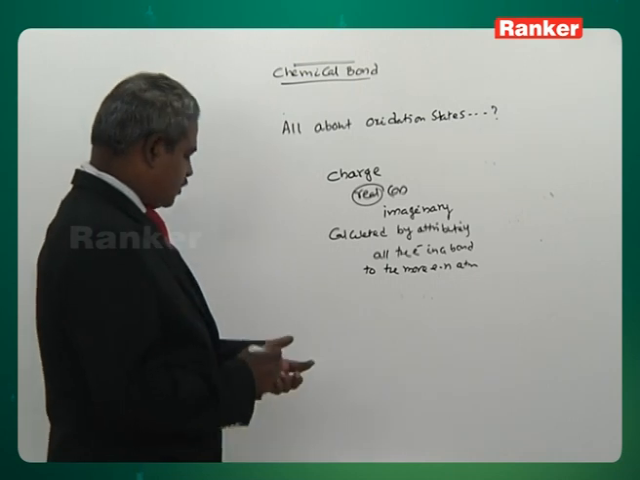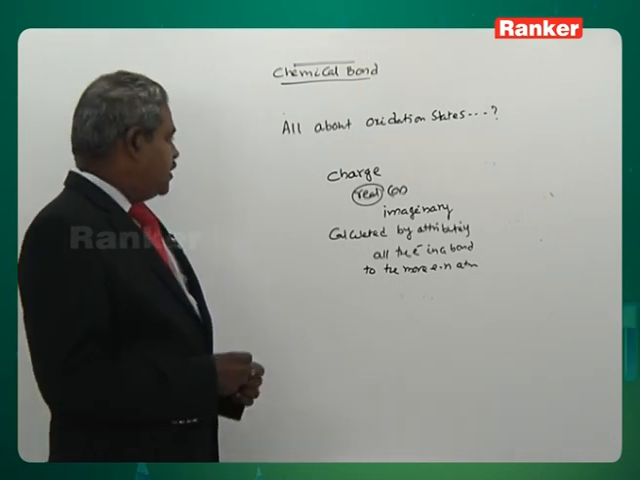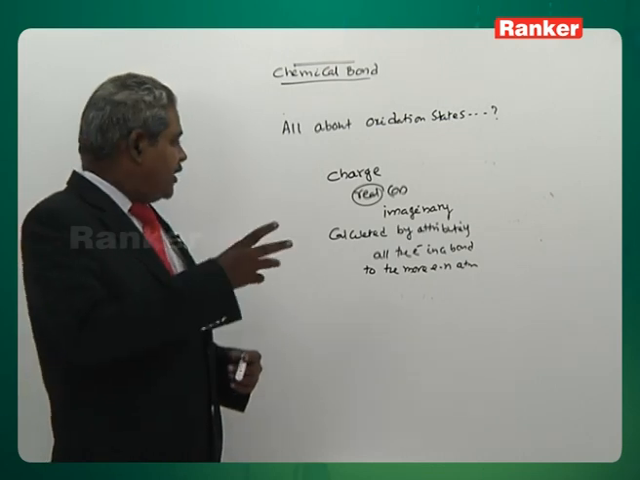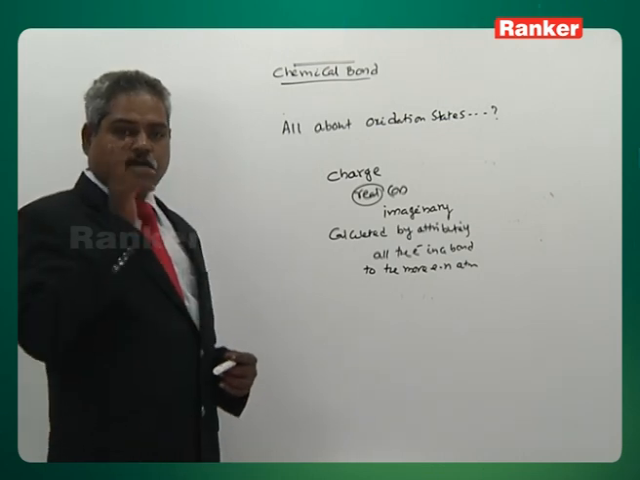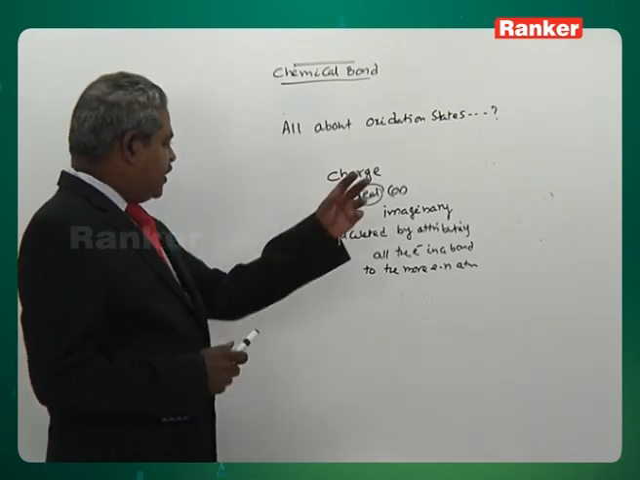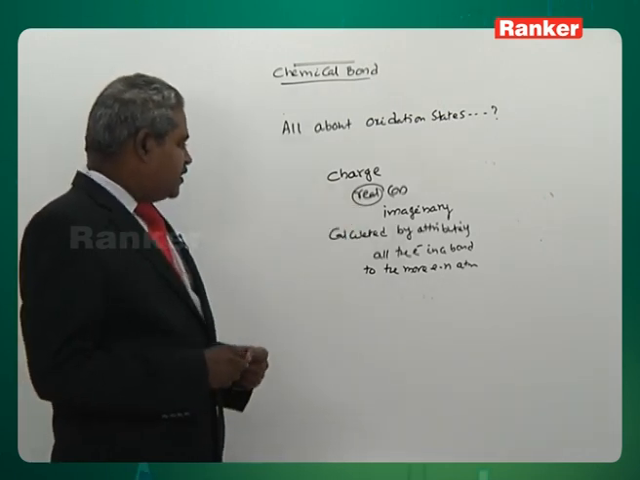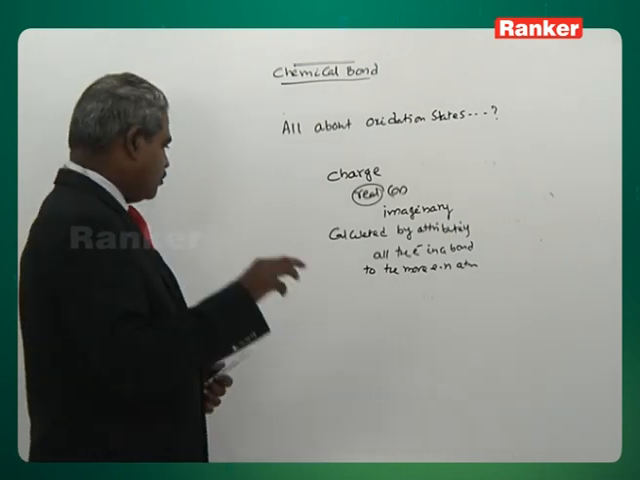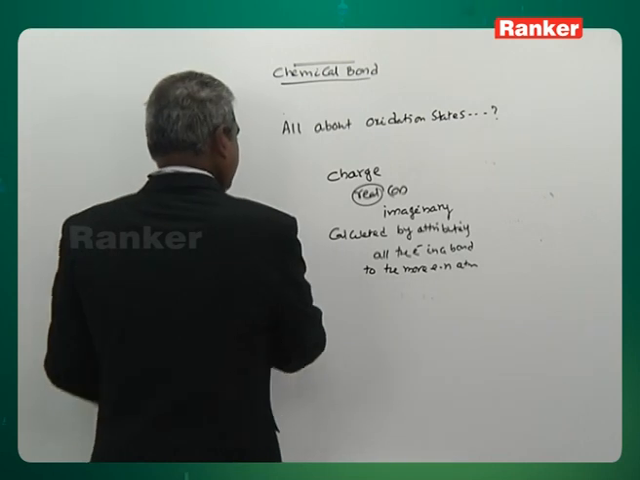What is the definition of oxidation state? Charge acquired by an atom. It may be real charge or imaginary charge. Charge acquired by an atom in a group, whether it is real or imaginary. How is it calculated? It is calculated by attributing all the electrons to the more electronegative atom.